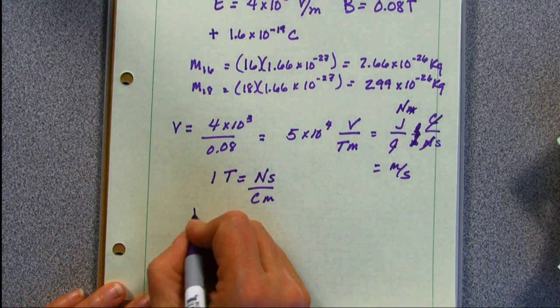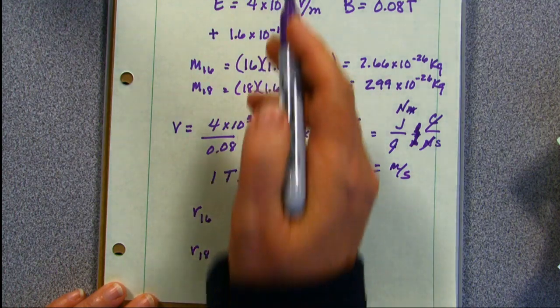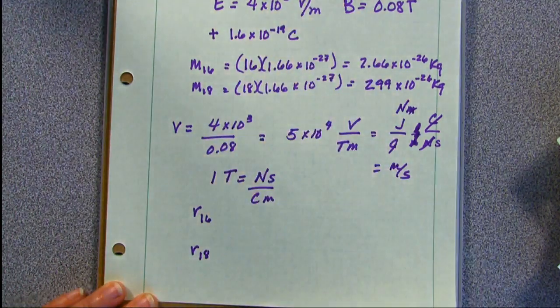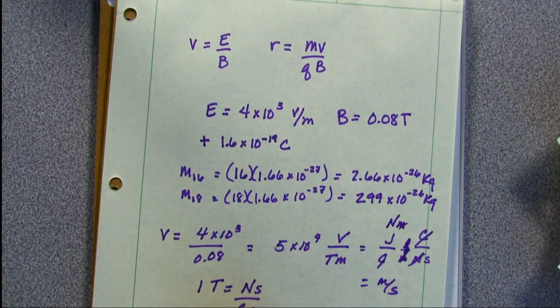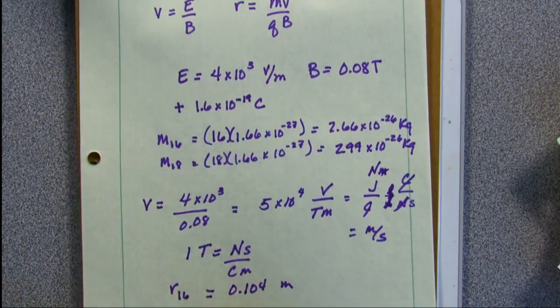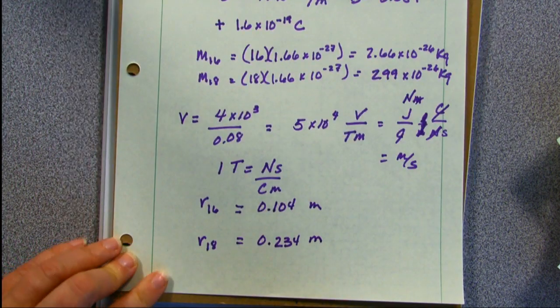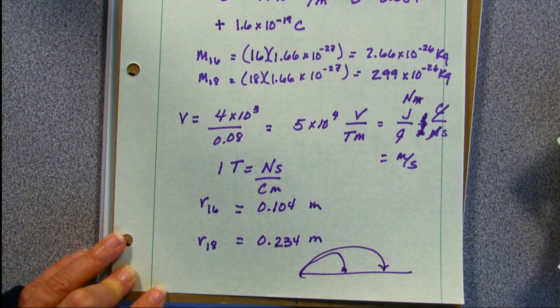I can do my R for 16 and my R for 18. You're just plugging in the values there. And R ends up being 0.104 meters. And this R becomes 0.234 meters. And so if I'm looking at my detector, one will hit here and one will hit over there.